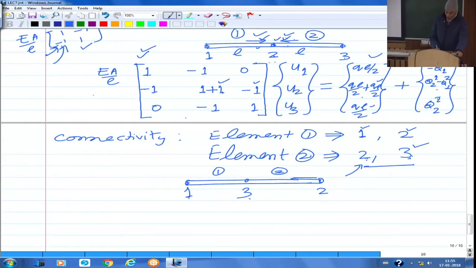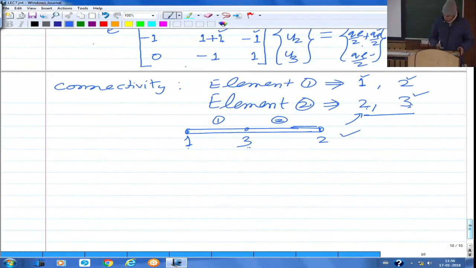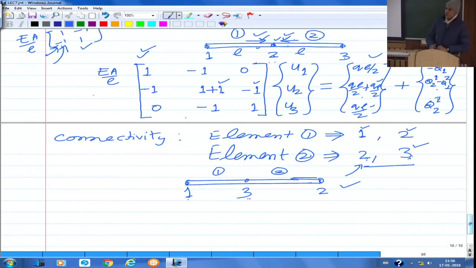Then you will see that for the first element, the first row will go to the first row, and the second row would go to actually the third row of the global matrix. Similarly the columns: first column will go to the first column, and second will go to the third column. When you go to the second element, the first row will go to the third row of the global matrix, and the second will go to the second. So you can just do this exercise when you have this kind of numbering, to see how the assembly is done. So this is assembly. Once we do the assembly, next is the imposition of boundary conditions and solution.